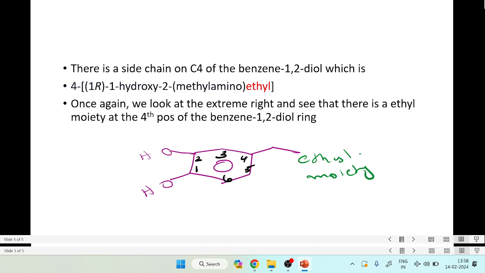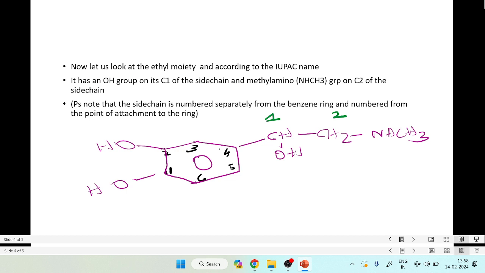Okay, so you can now say that you have a catechol main nucleus, and on the C4 of the catechol or the benzene-1,2-diol, you have the ethyl moiety side chain. Now the ethyl moiety side chain we're going to further define. Let us look at the ethyl moiety, and according to the IUPAC name, you can see that there's a hydroxyl group, 1-hydroxy. It means the hydroxyl group is on C1 of the side chain, and there's a methylamino, NHCH3, on the C2 of the side chain.